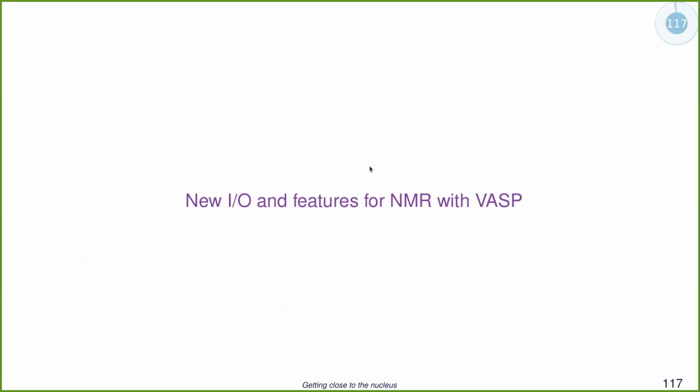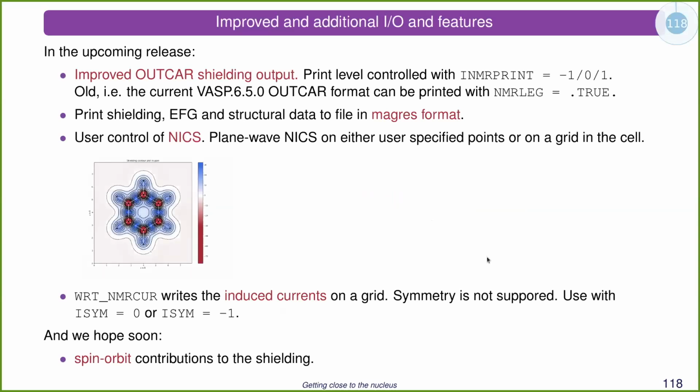The other thing I want to say, and that will be the last slide, that is the new features that will come into VASP. So we will have improved shielding output. You can still get the old one back, but you get a new one, which is controlled with this LNMR print. And the 0 option is what you saw a few slides back. What will be new will be the MAGRES. There is also the nuclear-independent chemical shielding that will be new. Here you see a nice picture. You can do that either for specific points or on a grid, but it is always only the plane wave contribution to the NICS that is there.